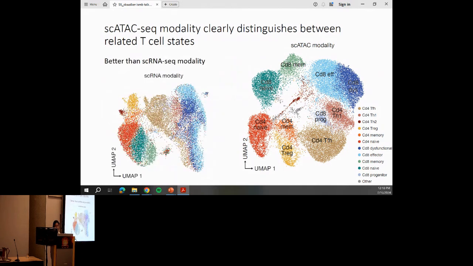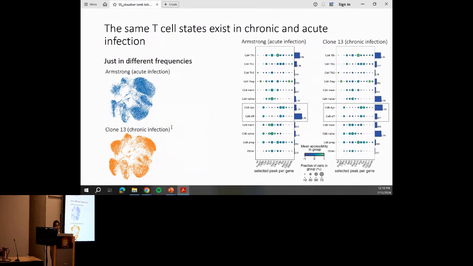We also find that single-cell RNA-seq is actually worse at differentiating these different T cell states because it merges cells from our two different CD4 and CD8 lineages together due to transient effects like cell cycling. And so that's one little takeaway here: single-cell ATAC-seq can actually be better for identifying different cell states than single-cell RNA-seq.